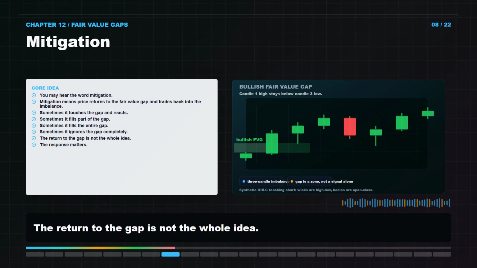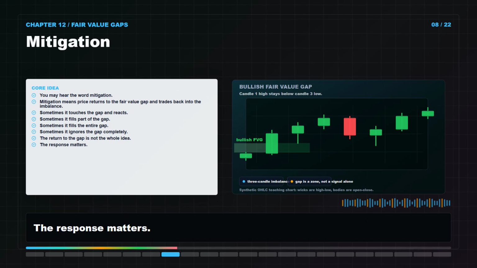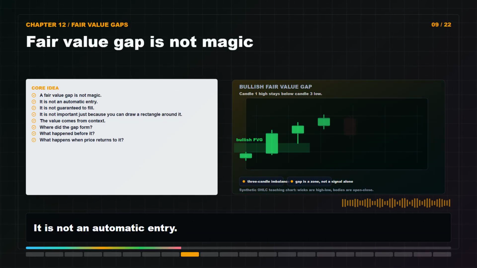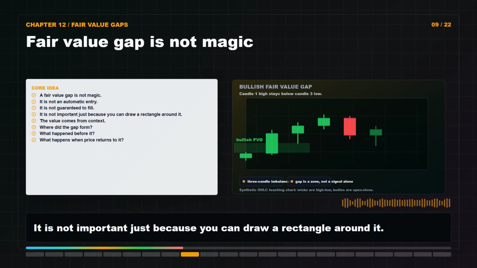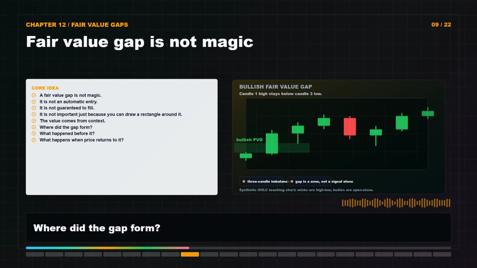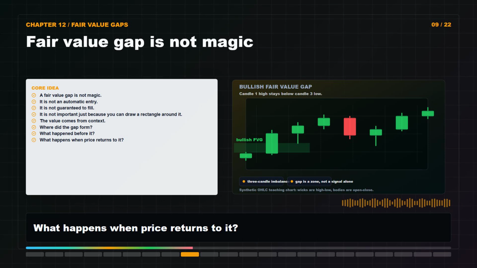The return to the gap is not the whole idea. The response matters. A fair value gap is not magic. It is not an automatic entry. It is not guaranteed to fill. It is not important just because you can draw a rectangle around it. The value comes from context. Where did the gap form? What happened before it? What happens when price returns to it?